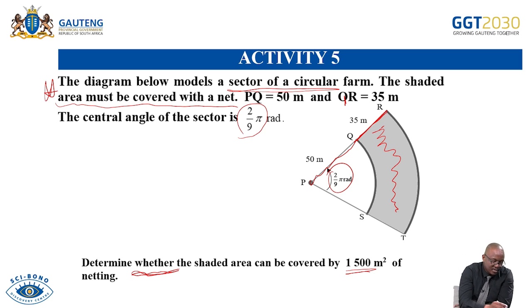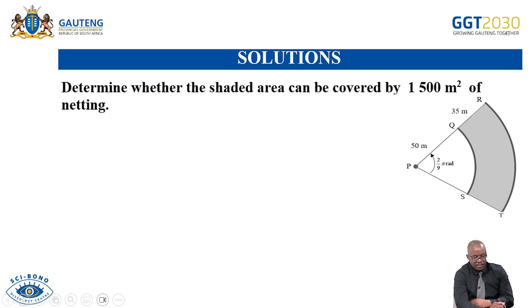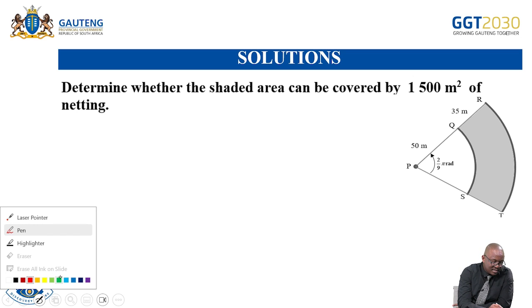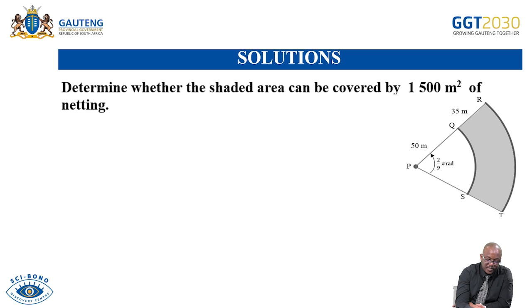So how are we going to deal with this one? We have two sectors here. For us to get the area of that shaded part, we must firstly get the area of the smaller sector, and we must also get the area of the bigger sector. Then we say the area of the bigger sector minus the area of the smaller sector, and we are going to get the shaded part.